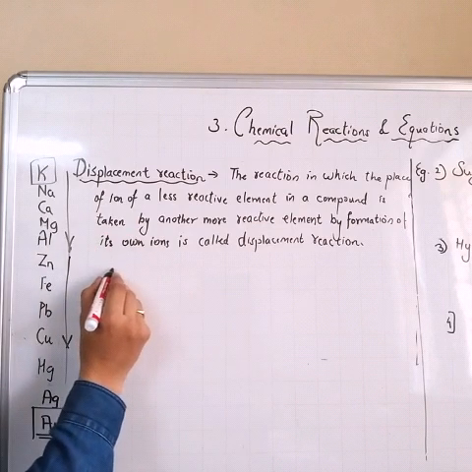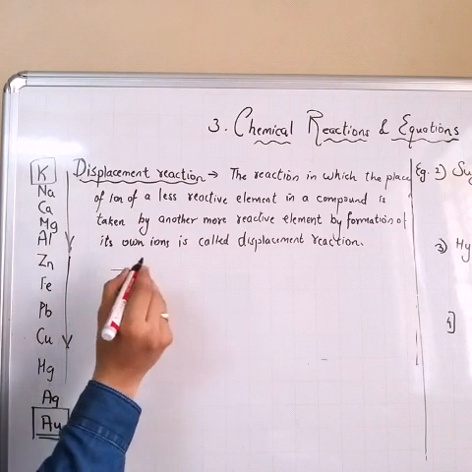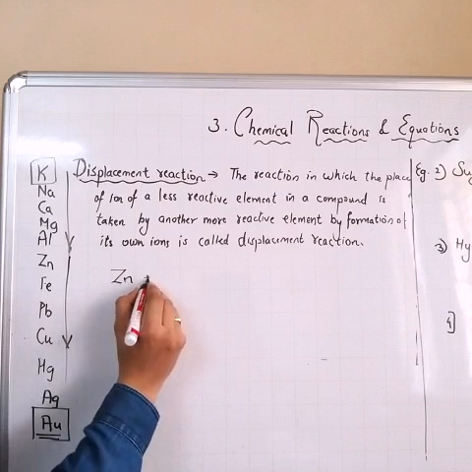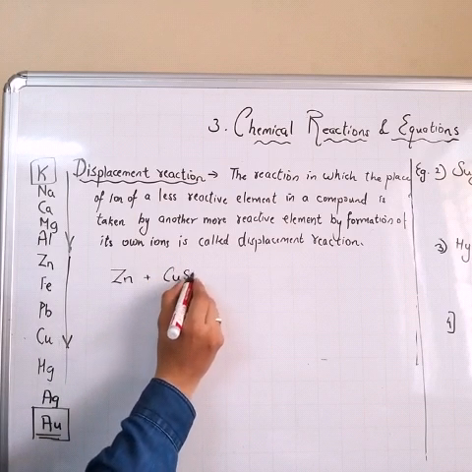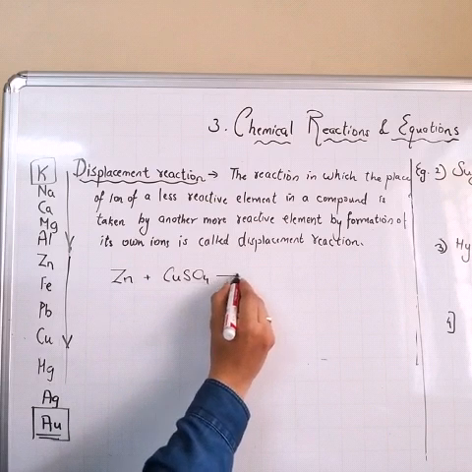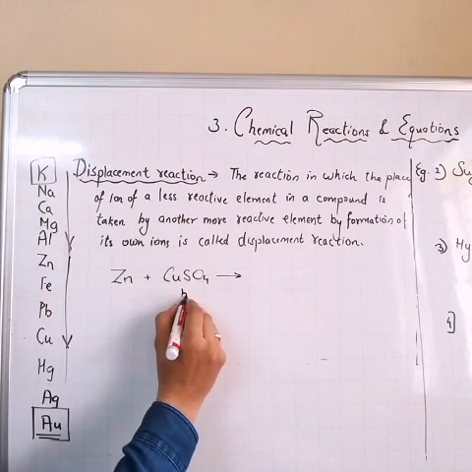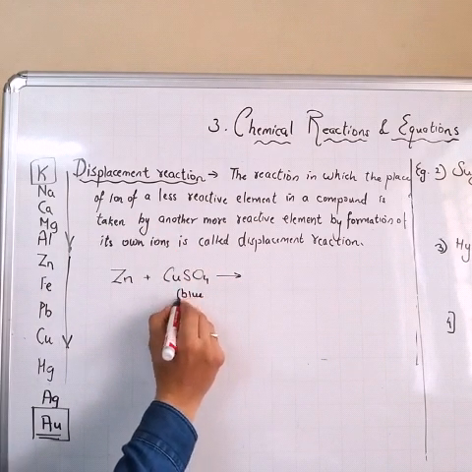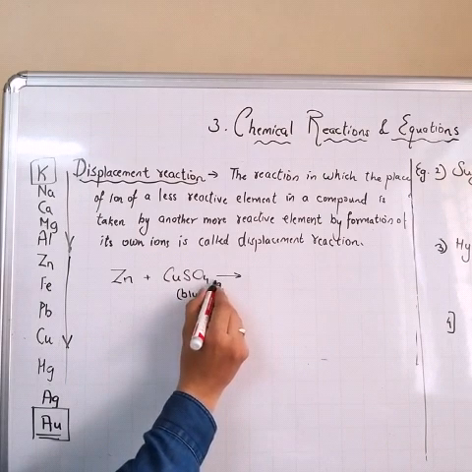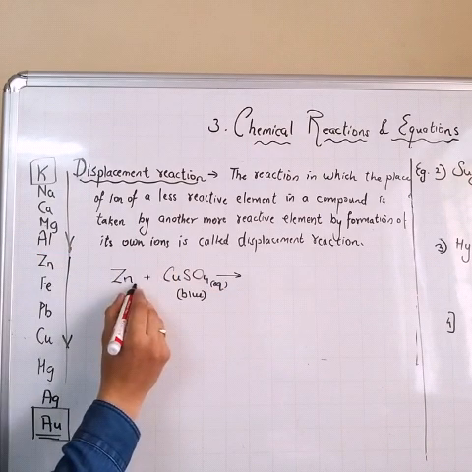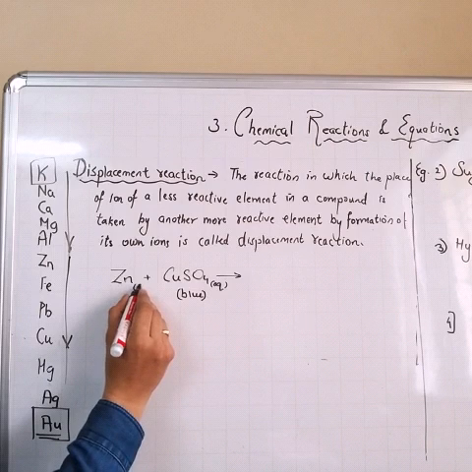The example I am taking here is zinc. Zinc powder is added to copper sulfate solution. Okay. And what we get? Copper sulfate solution is blue in color. It is aqueous. Okay. Aqueous copper sulfate solution. And zinc is in solid state.